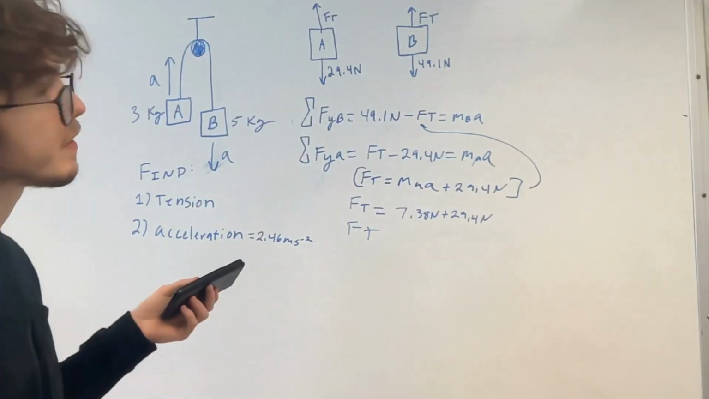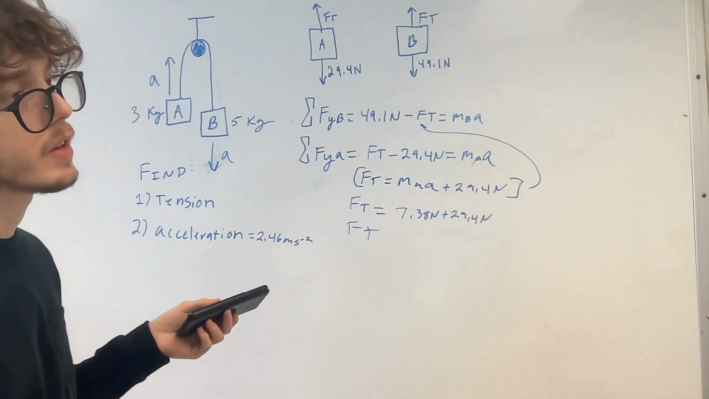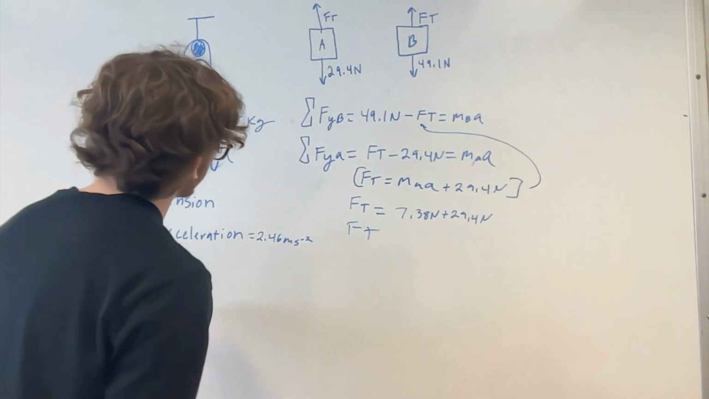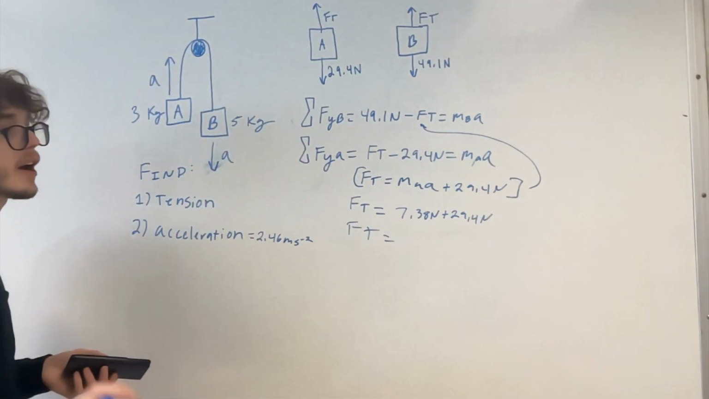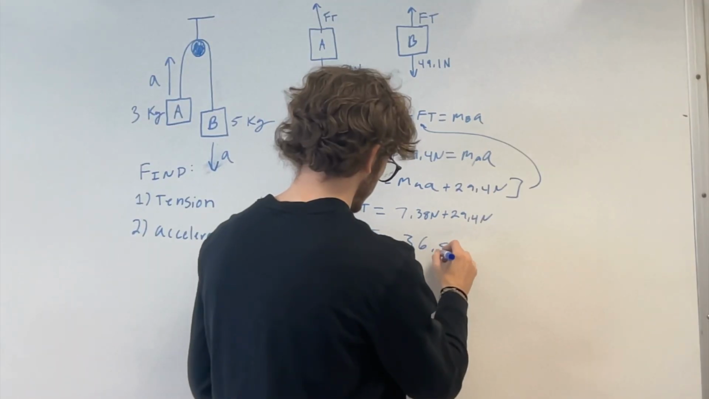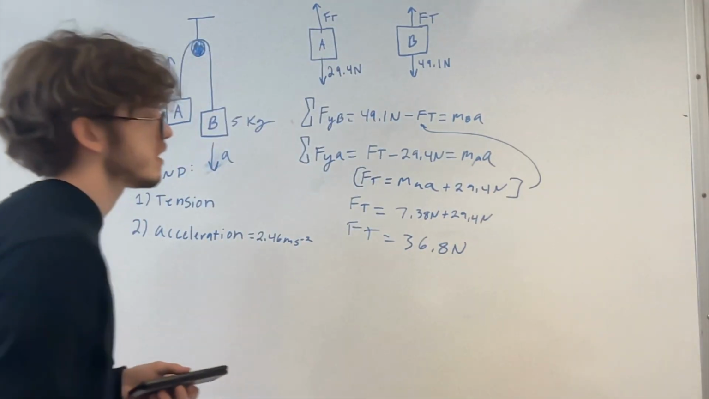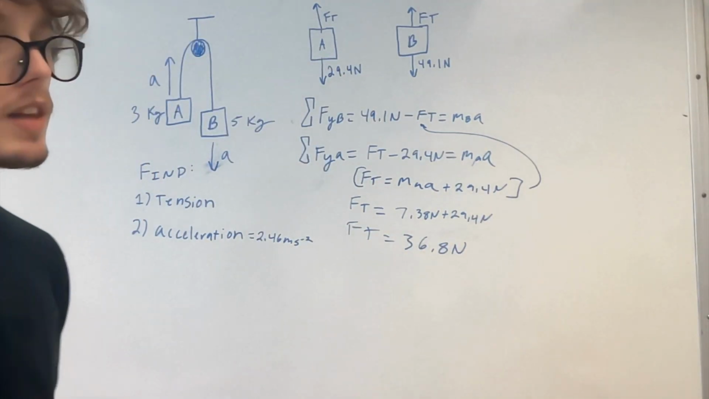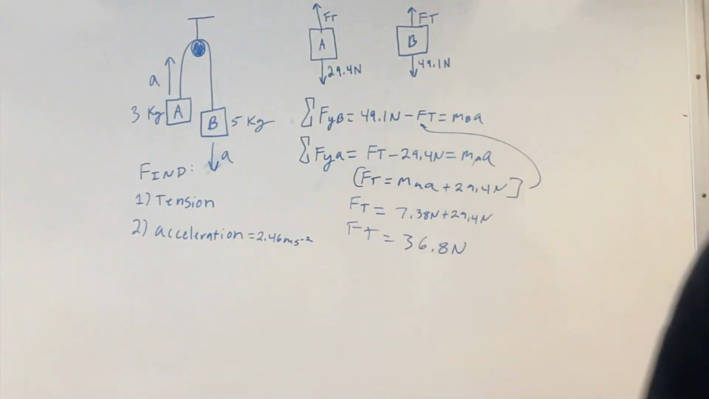The question did give us 3 sig figs. It's 5.00 on the question bank that I'm pulling from. I only gave you 1 here, I apologize, but let's keep 3 just in theory. Force of tension is 36.8. Let me just check the key. And yep, that is the answer there.